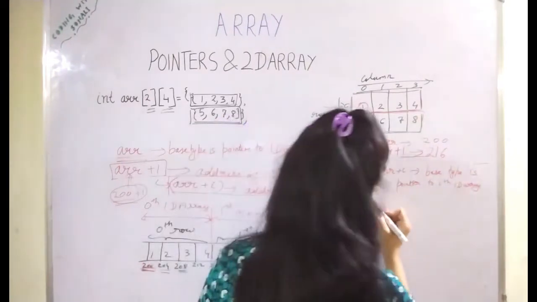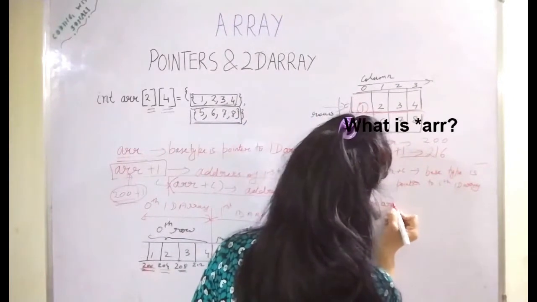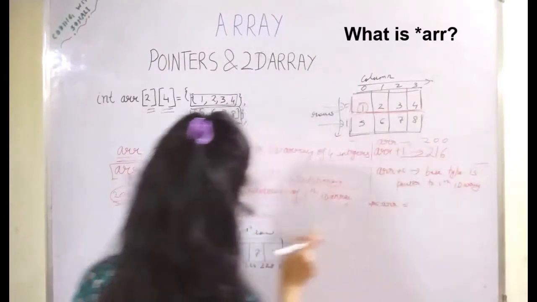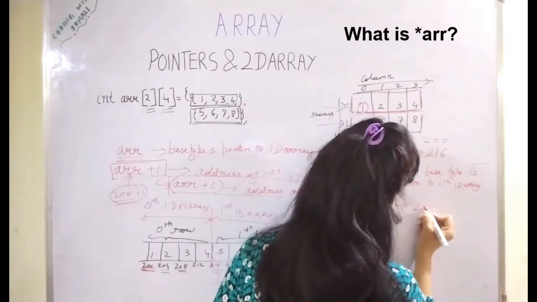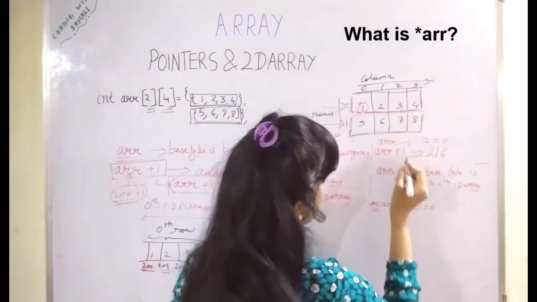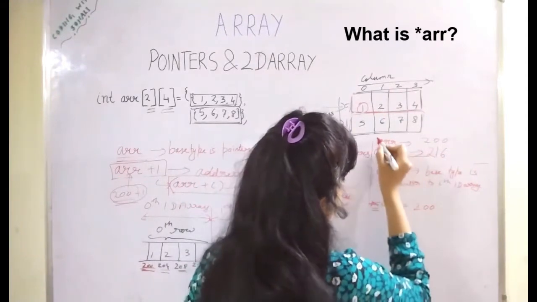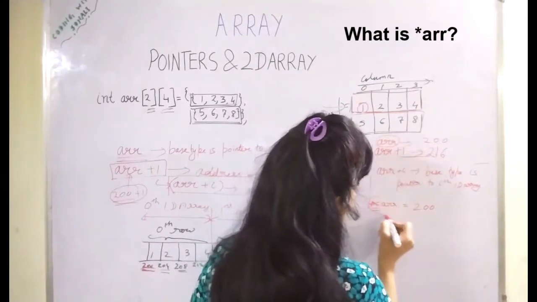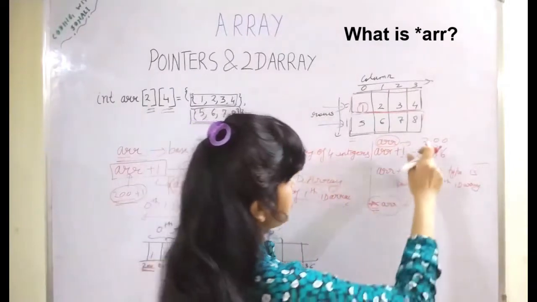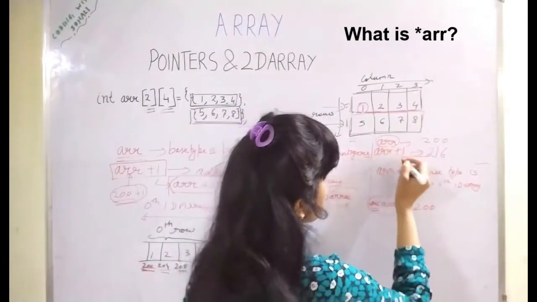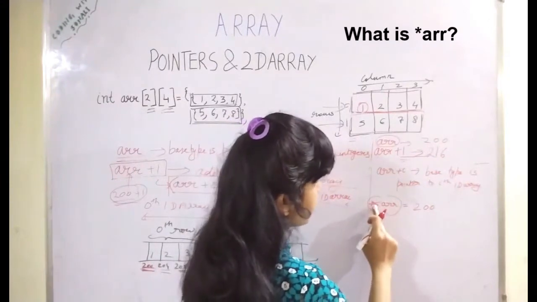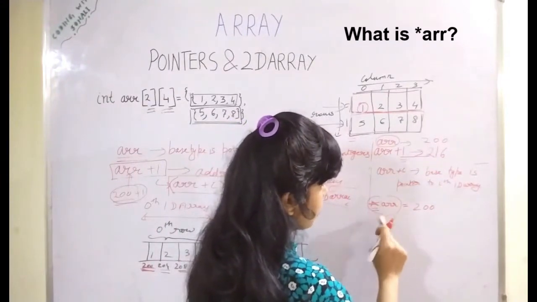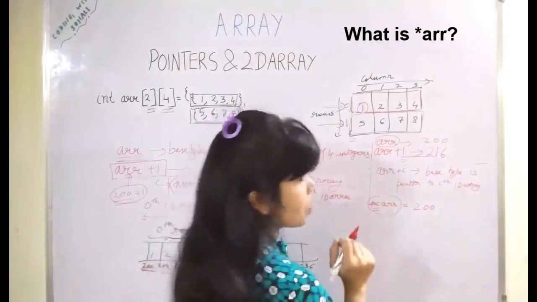So now if I do here star of ARR, what will be the answer? We get the address of this 0th element. We will get the same address, 200. So if you print ARR, that is this one, and if you print star ARR, you will get the same value, that is 200. But it matters when you perform arithmetic operations. We will see what will happen if I add star ARR plus 1. That will be different.